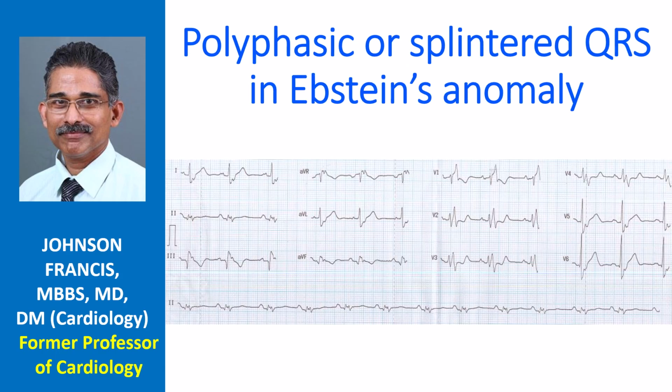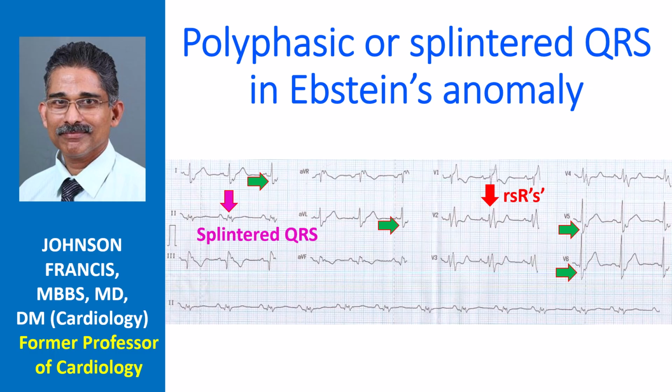ECG in Ebstein's anomaly of the tricuspid valve showing right bundle branch block pattern with polyphasic and splintered QRS. The QRS is wide and lead V2 shows RS pattern mimicking right bundle branch block. Lead 2 shows multiple small deflections, that is splintered QRS. Slurred S wave in lateral leads also forms part of the RBBB pattern.